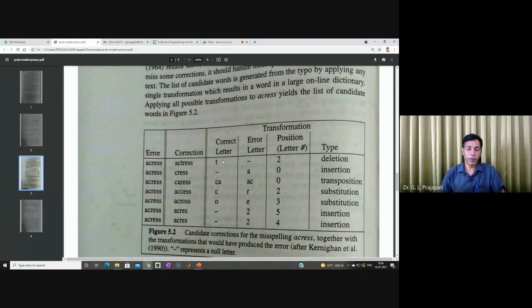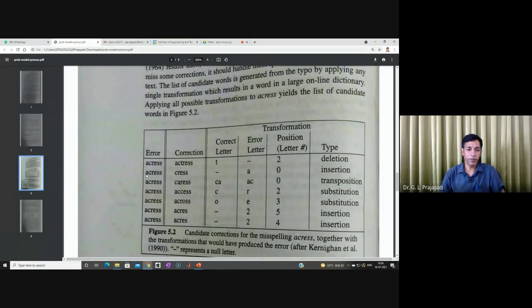Now T might be deleted. So here in AC, after the C you should have the T. So T is deleted here, and you are correcting it. This is the error, and the correction is this: ACRE double S, CRE double S.